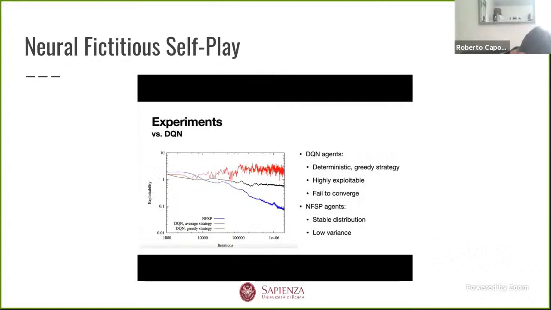In the experiments, they compared the convergence with the DQN algorithm. This figure shows DQN learned a deterministic greedy strategy, which is highly exploitable. Moreover, DQN's average behavior did not approach a Nash equilibrium either. The reason behind this is that self-play experience generated by DQN agents is highly correlated over time, and the distribution of states is quite narrow. In contrast, FSP agents use a slowly changing anticipated average policy to generate self-play experience, which results in a more stable data distribution.